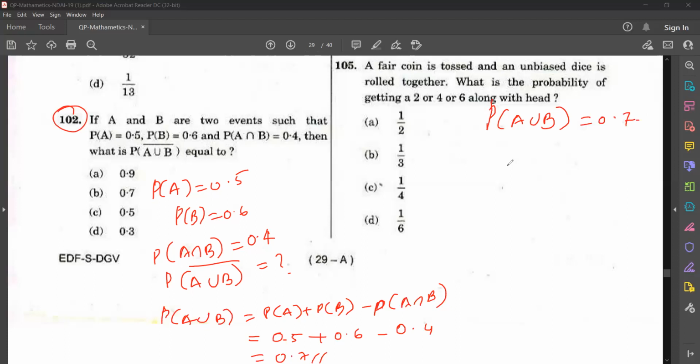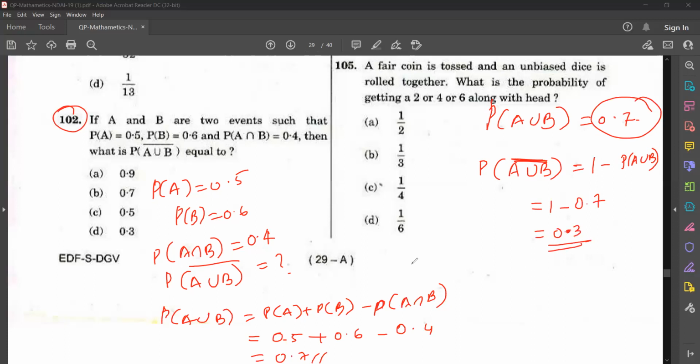Now what they're asking is P of A union B complement, isn't it? So that is 1 minus P of A union B. So that is 1 minus 0.7. So the answer is 0.3. That is option D. Option D is the correct answer.